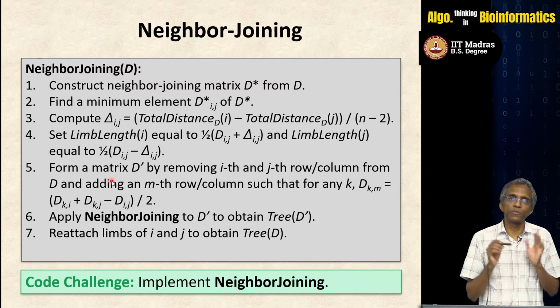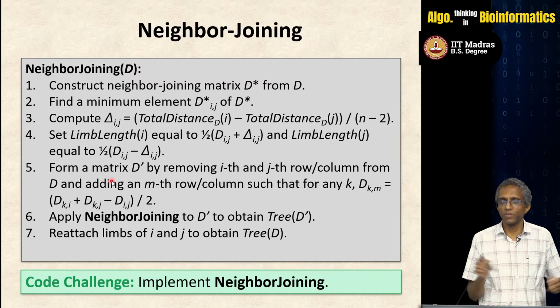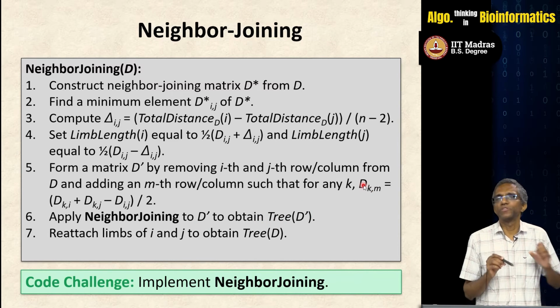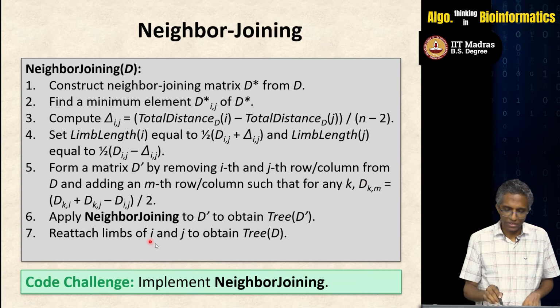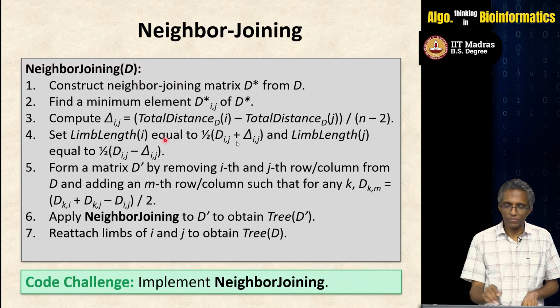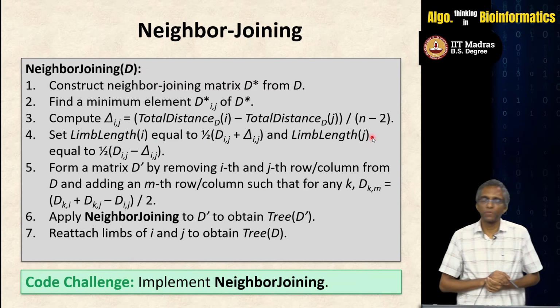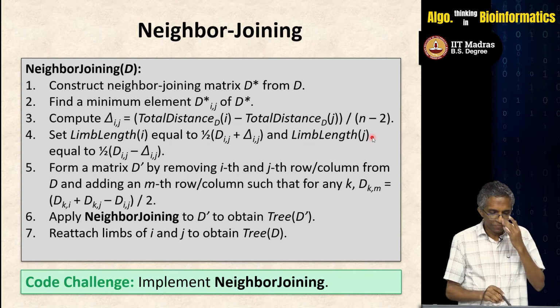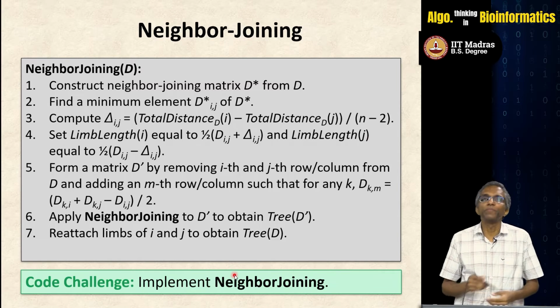So, now you have a smaller subproblem where one row and one column is deleted from D to get D prime. Now, you can recurse on it, you can run neighbor joining again to get the tree of D prime, and in this tree of D prime you know where M is, there you just go and attach your cherry back i and j with the appropriate limb length of i and limb length of j. Okay. So, this is the overall neighbor joining algorithm, and the code challenge is of course to implement it.